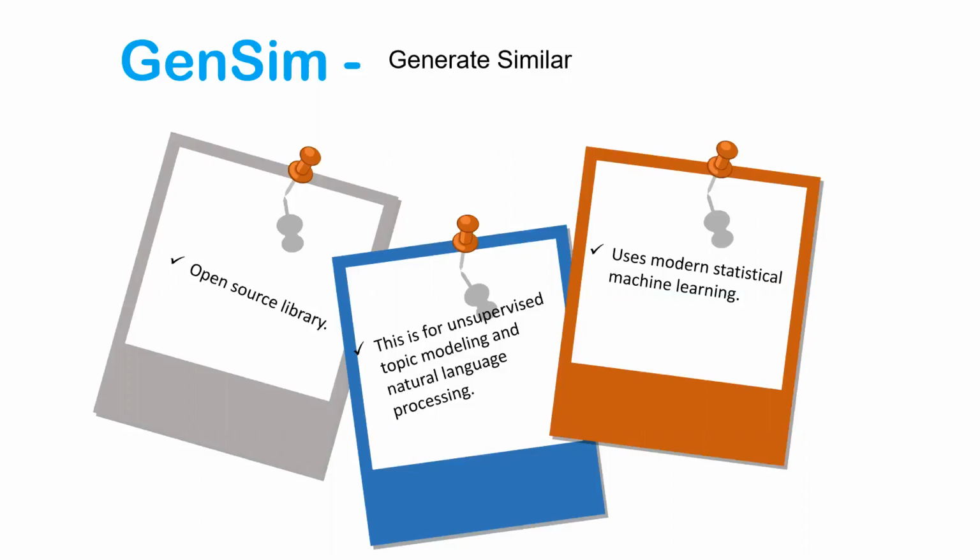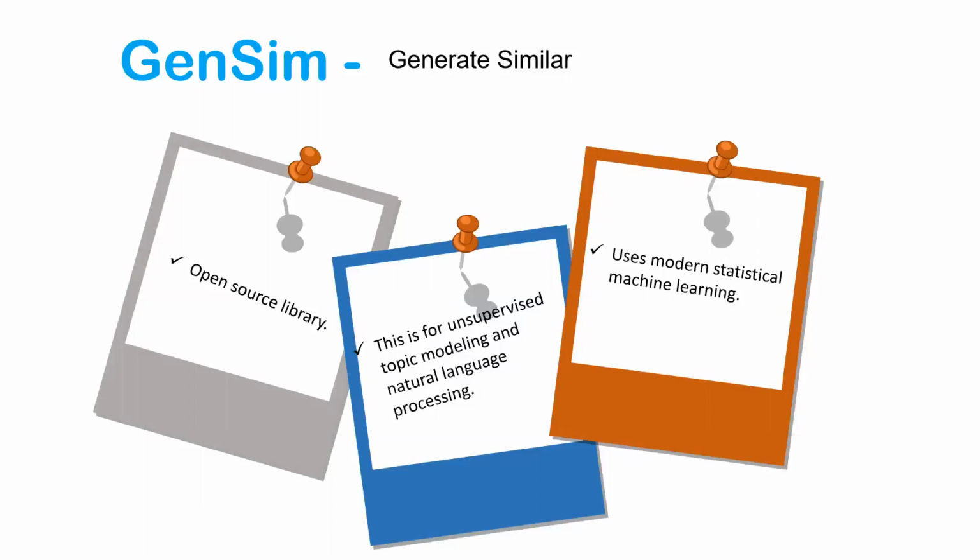And also GenSim is used for document indexing, similarity retrieval with large corpora. Here, corpora is a collection of similar documents or a large collection of text. Basically, GenSim's target is the NLP and information retrieval community.